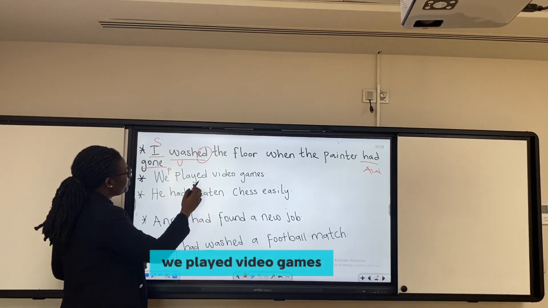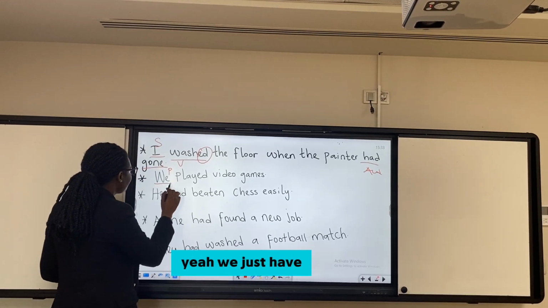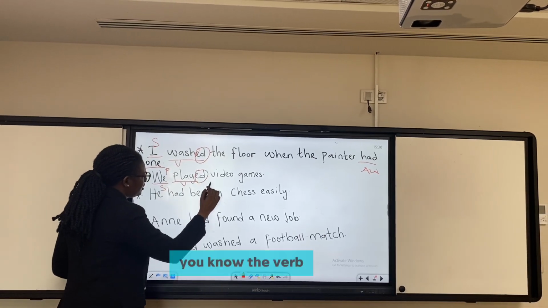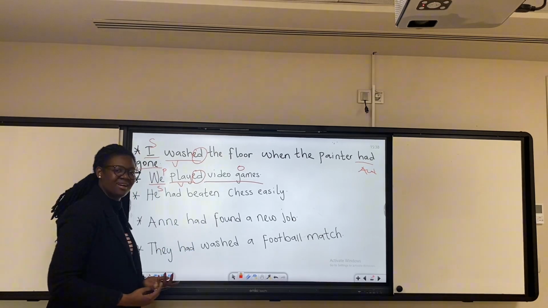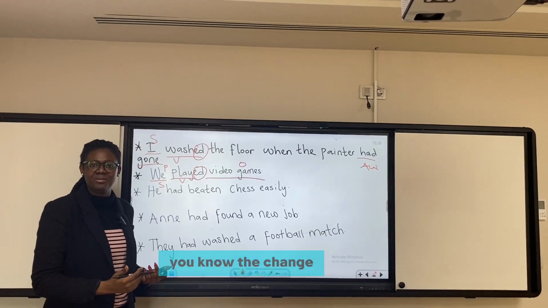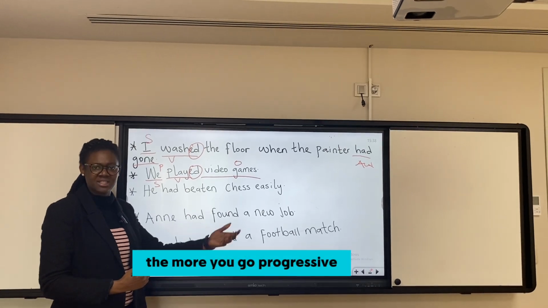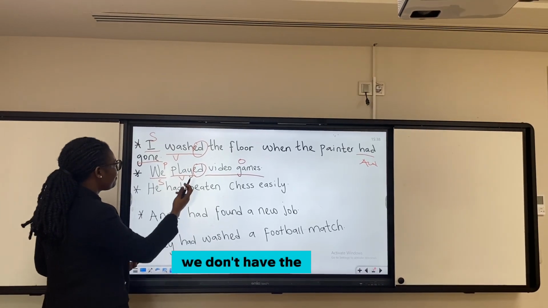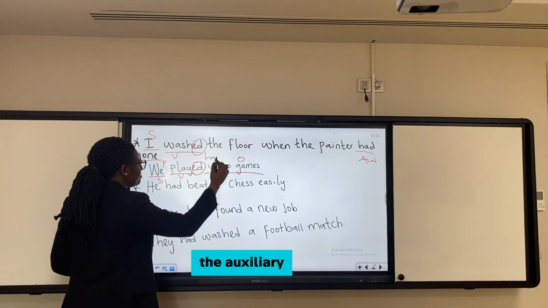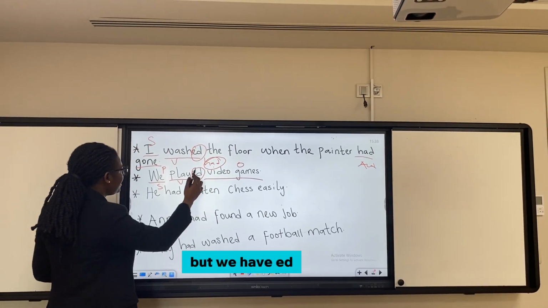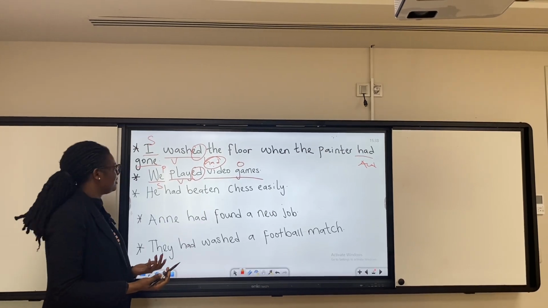Now, we played video games. Here we just have the subject and the verb and ed. These are just objects. Like in English, the roles change. The more you go progressive, it changes. Like here, we don't have the verb had, the auxiliary. We don't have the verb had, but we have ed, which is still in the past tense.